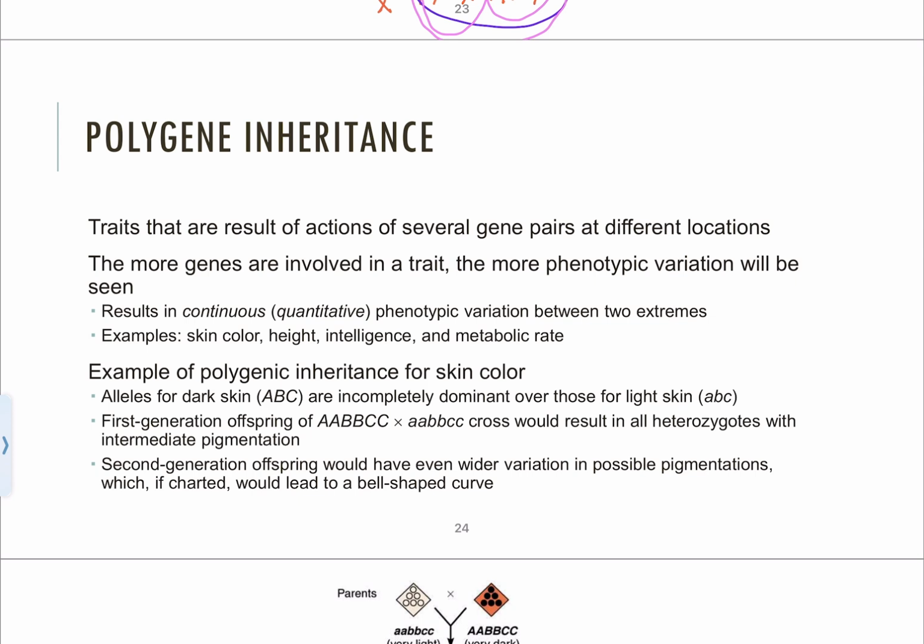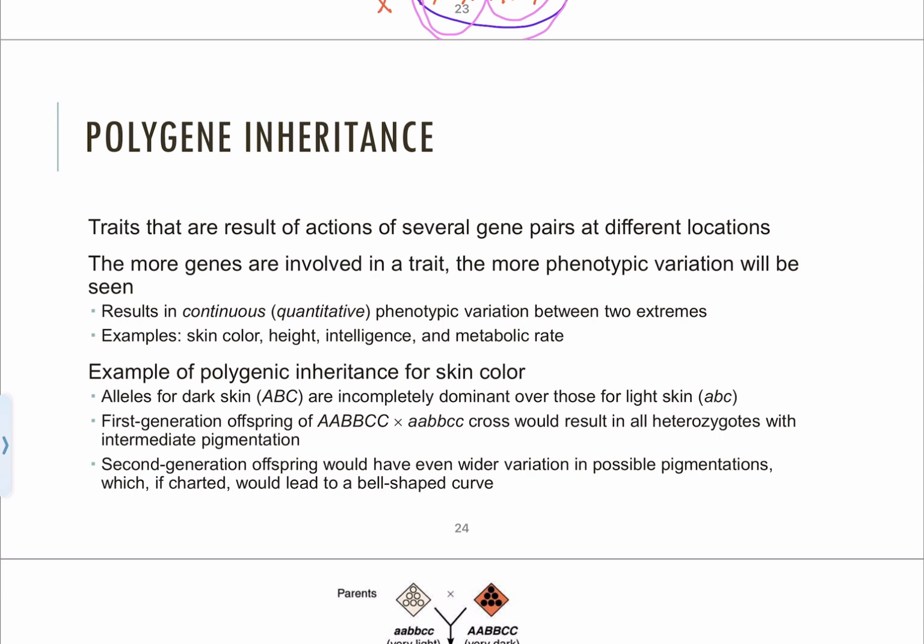Okay, the next thing we're going to talk about is polygenic inheritance. You do not have to do any calculations. I just want you to have a general understanding of what things are inherited in this manner and what it means. Like I mentioned, for some of our genes, a single gene is responsible for a single phenotype, but most of our phenotypes are the result of the expression of several different gene pairs located throughout our chromosomes.